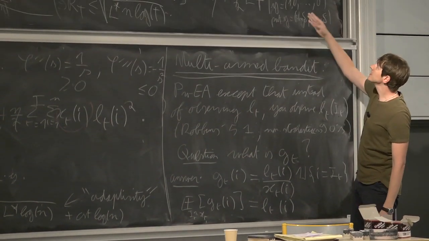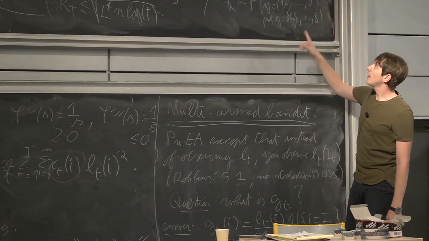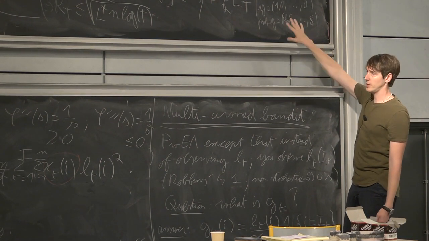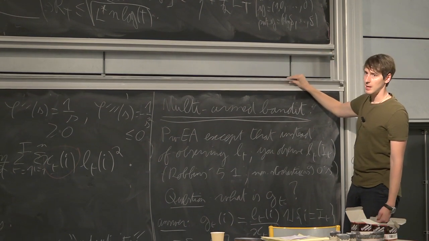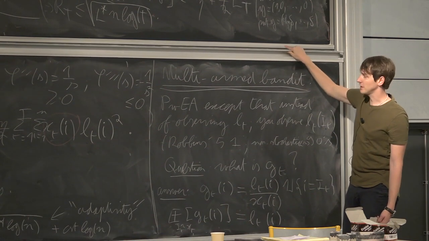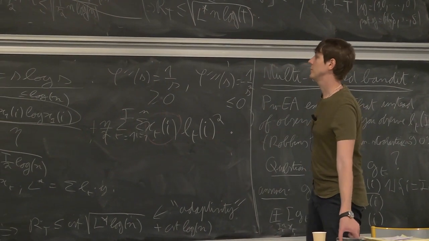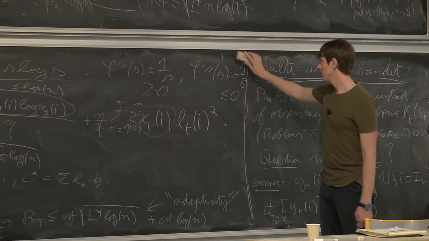Oh, and I didn't say, but of course, phi triple prime is negative. Okay, so I can literally apply everything. Phi triple prime is negative. I mean, I don't cheat. Like, everything is correct.